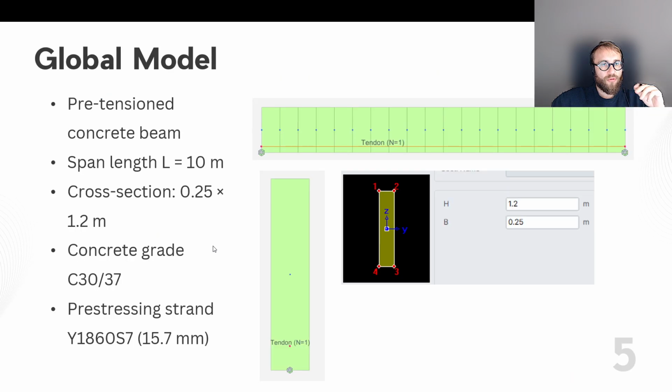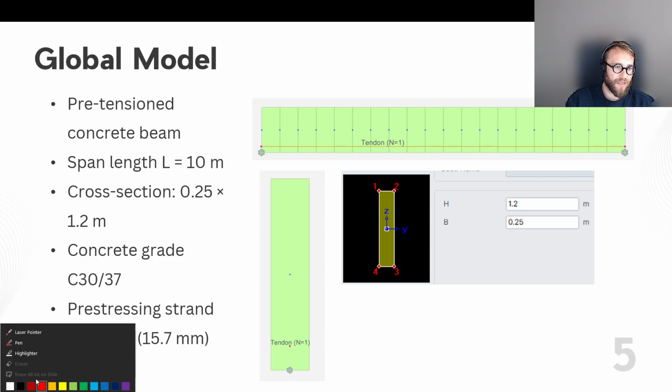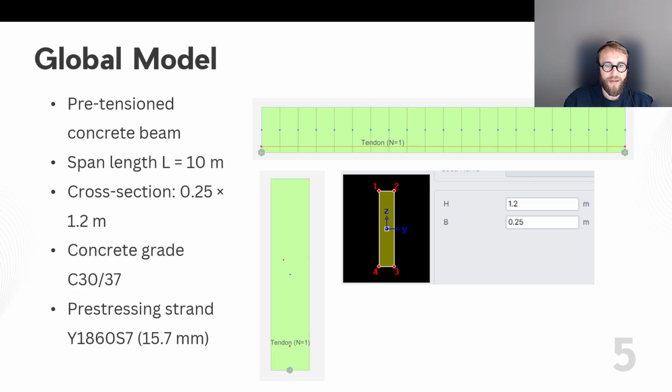So let's move to the global model. As I mentioned, the total length of the beam is 10 meters. The beam section is, I will repeat, width 0.25, height 1.2 meters. The tendon is shifted from the center of gravity of the section by 450 millimeters.